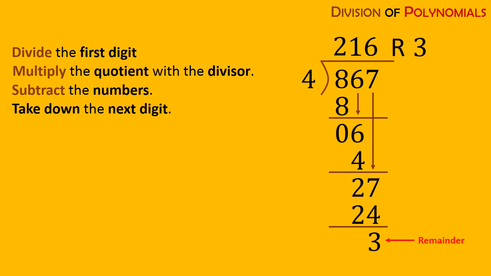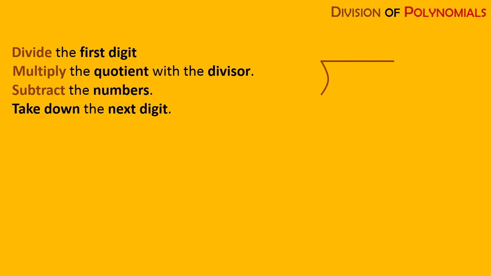So now let's make the connection of the normal division with the division of polynomials. Well, the division of polynomials is also performed using these 4 simple steps. Divide the first term, multiply the quotient with the divisor, subtract, and take down the next digit. But in polynomials you do not have digits, rather you have terms. So we have used the same rule and replaced the word digit with terms.